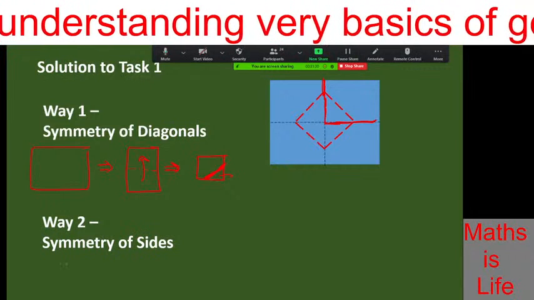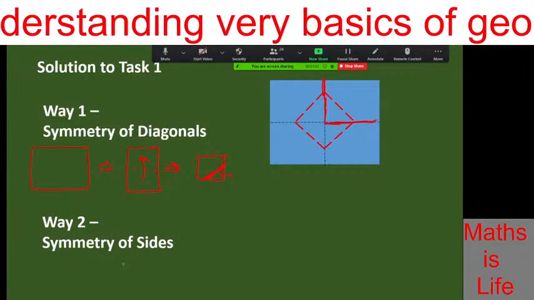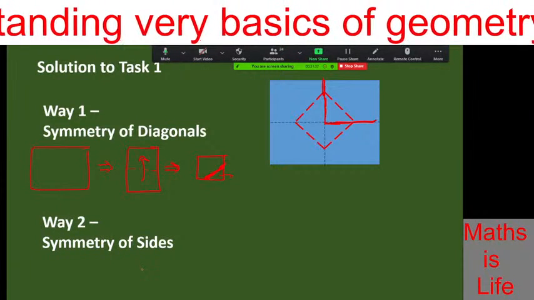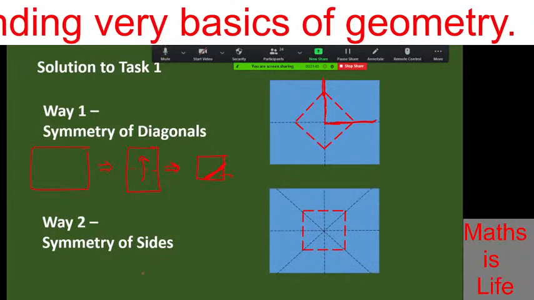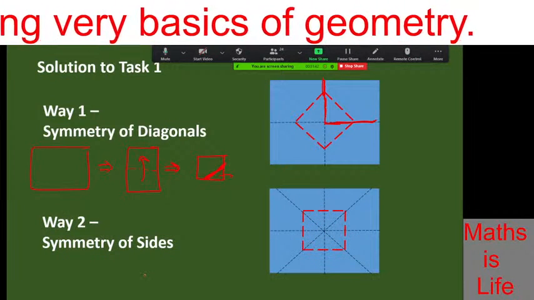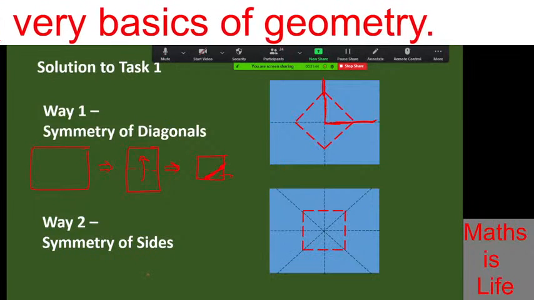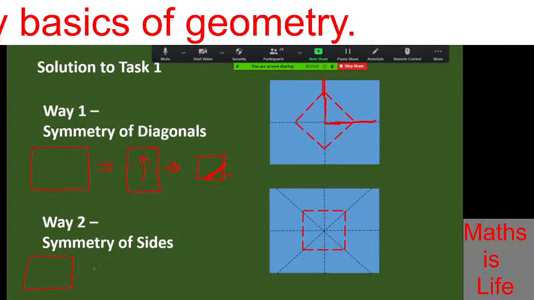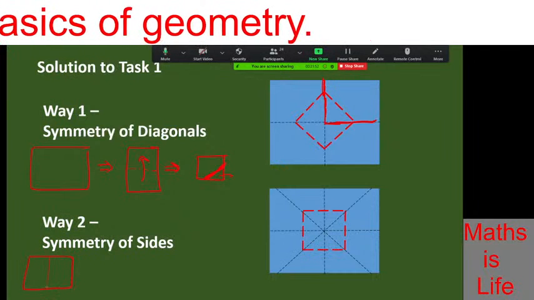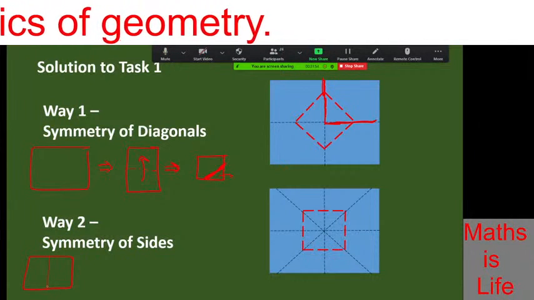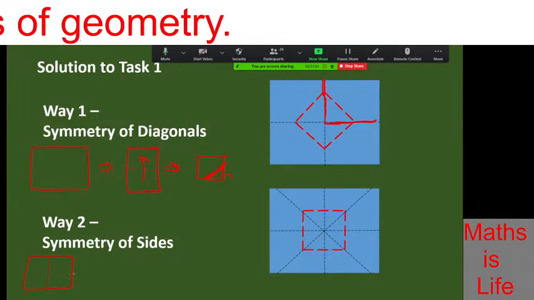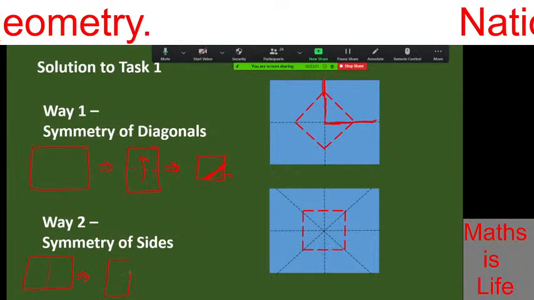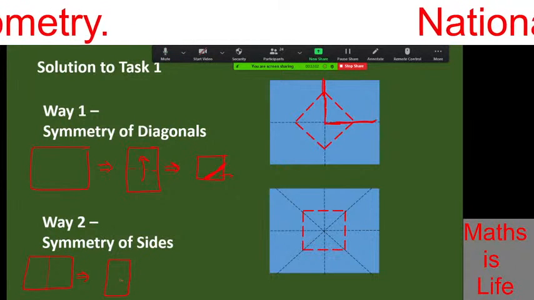Now let's see the symmetry of sides. How to use symmetry of sides to get a square from that paper using only one straight cut. For that we will require many folds. So let's see step by step. Suppose this is a piece of paper. You have to fold it in half. If you fold it in half, then you will get a shape like this, right?